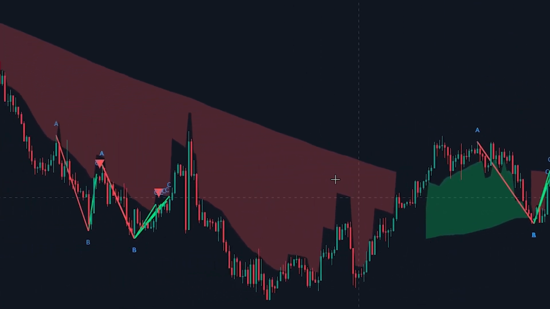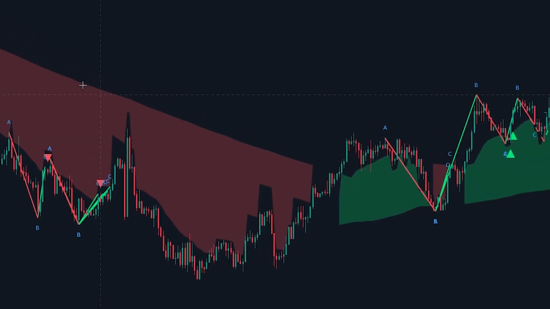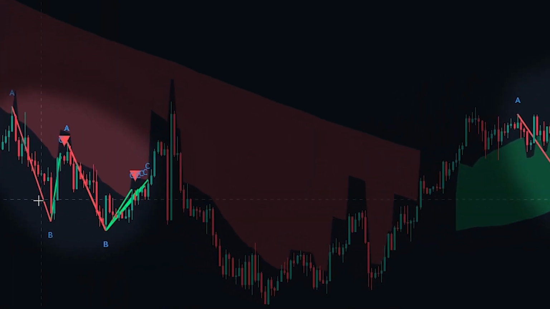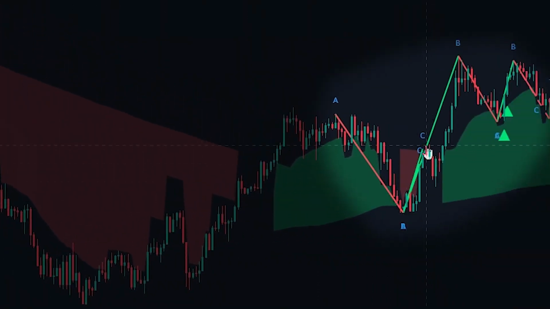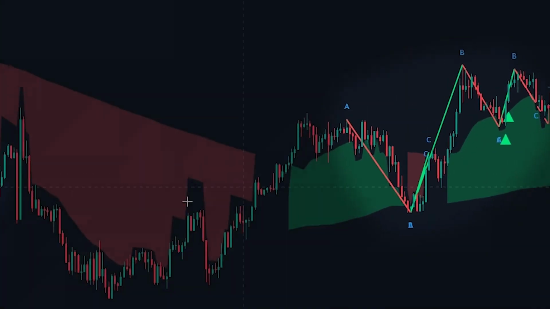Conversely, when the cloud appears above the price action and is red, it acts as a resistance zone, signaling a potential downtrend. The second component of the indicator are the red and green lines that are plotted on the chart. These lines show us the formation of the ABC pattern, helping us visualize and detect the ABC patterns.